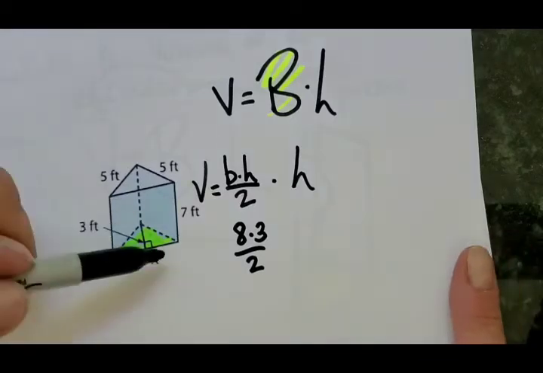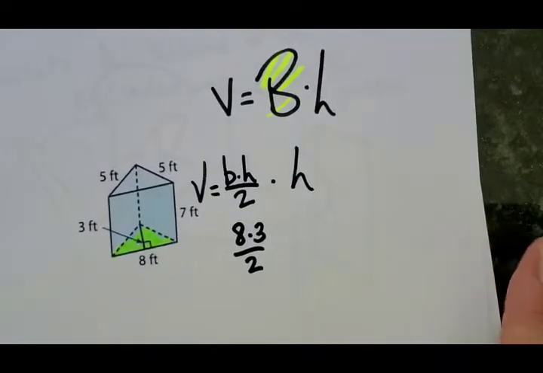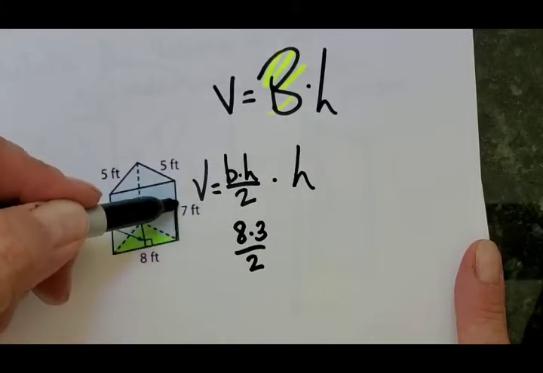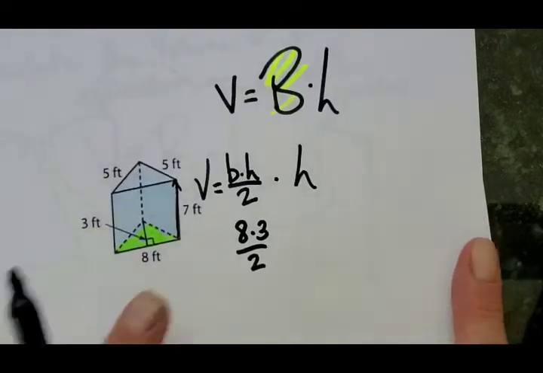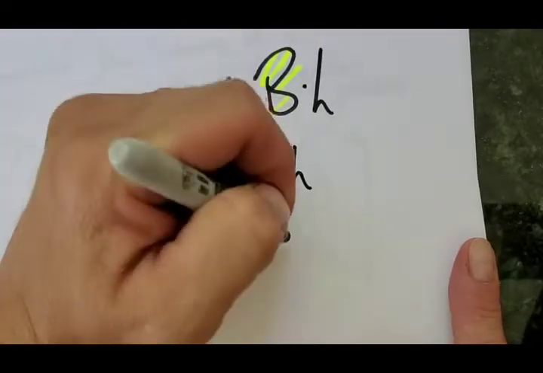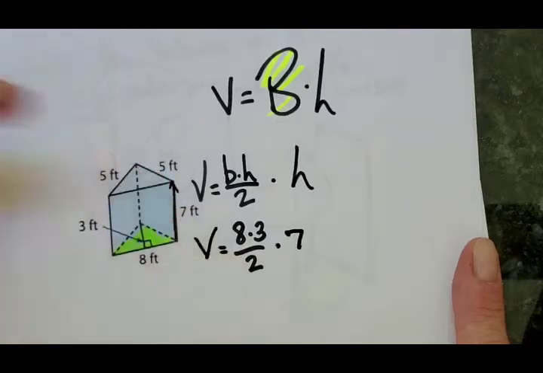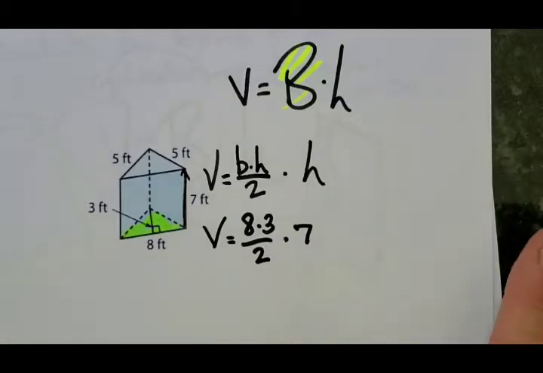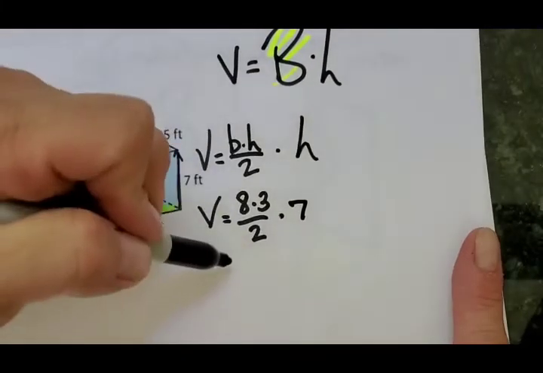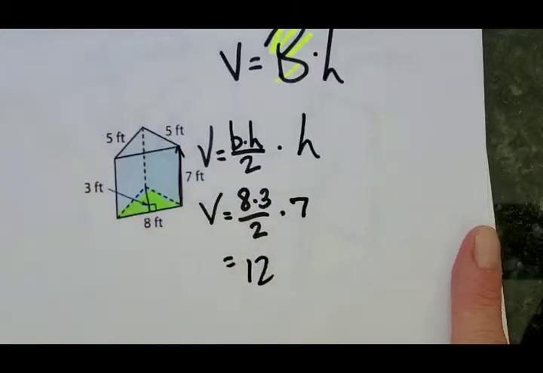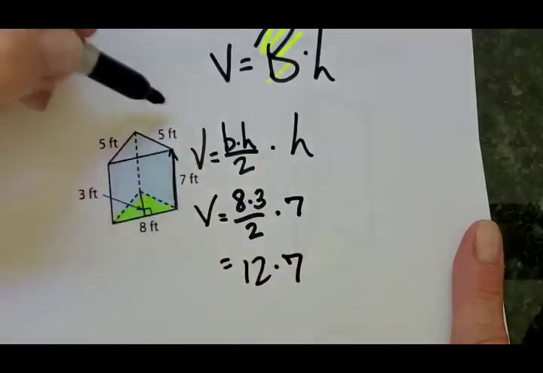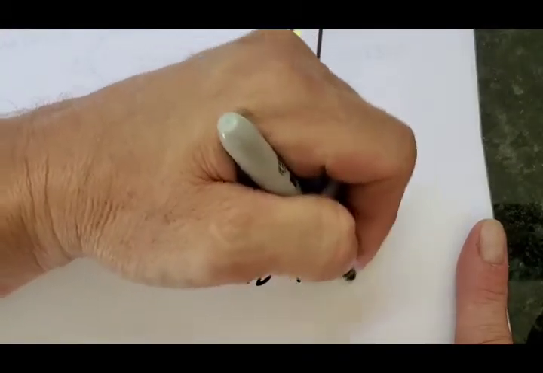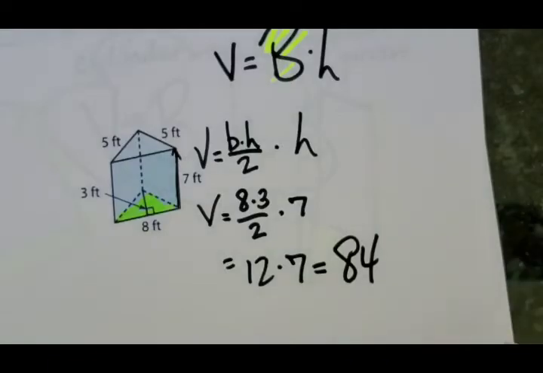And now, how many layers? How many layers of that triangle are there? How tall is this thing from the bottom all the way up to the top? Well, if you look at it, it's 7. Keeping in mind also, I'm leaving off the units just so I have to write less and it's not as busy. So I find the area of the base, it's 12. Multiplied by 7, because I've got 12 square feet per layer, and there are 7 layers, that makes it 84.